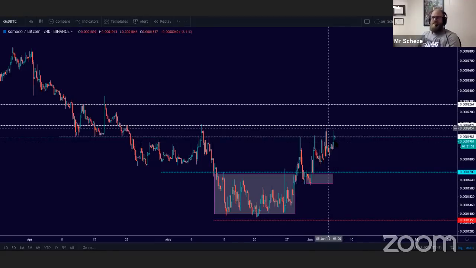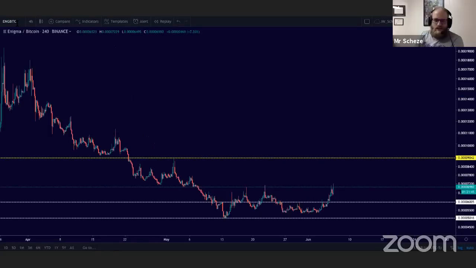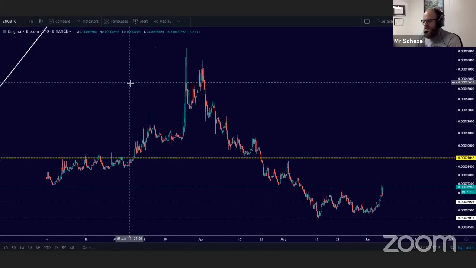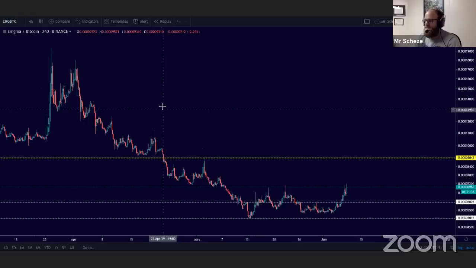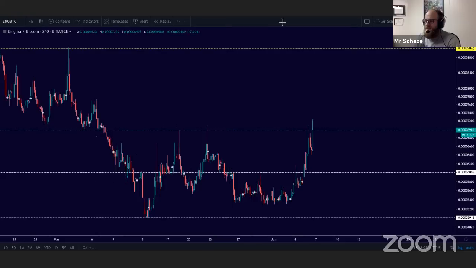So that's KMD. The other one, which we are still in, was ENG Bitcoin. Again, I don't have any particular way that I flip through these things. I just look at it, draw some lines, and ask, okay, does this look like a good thing to trade? I think my levels for this one are on my other template chart.